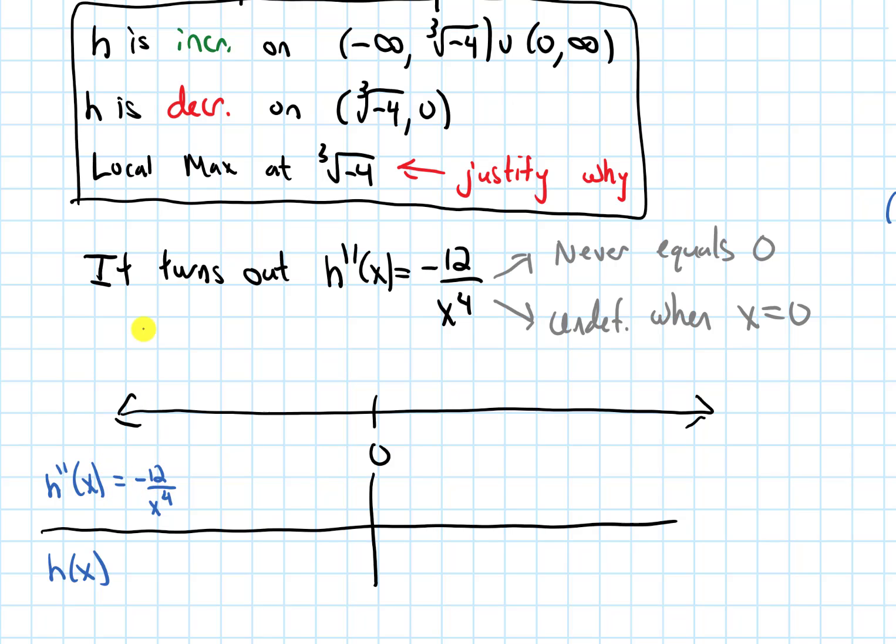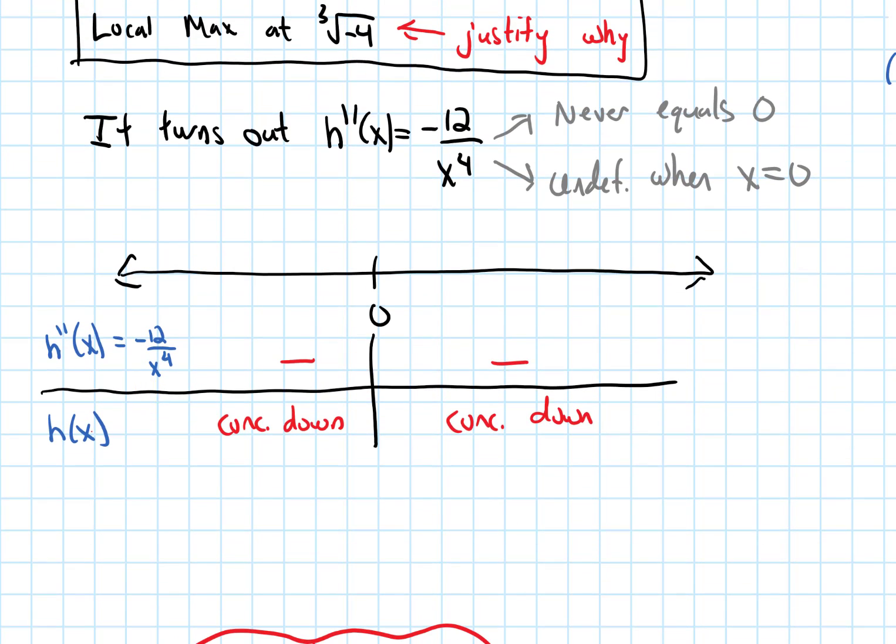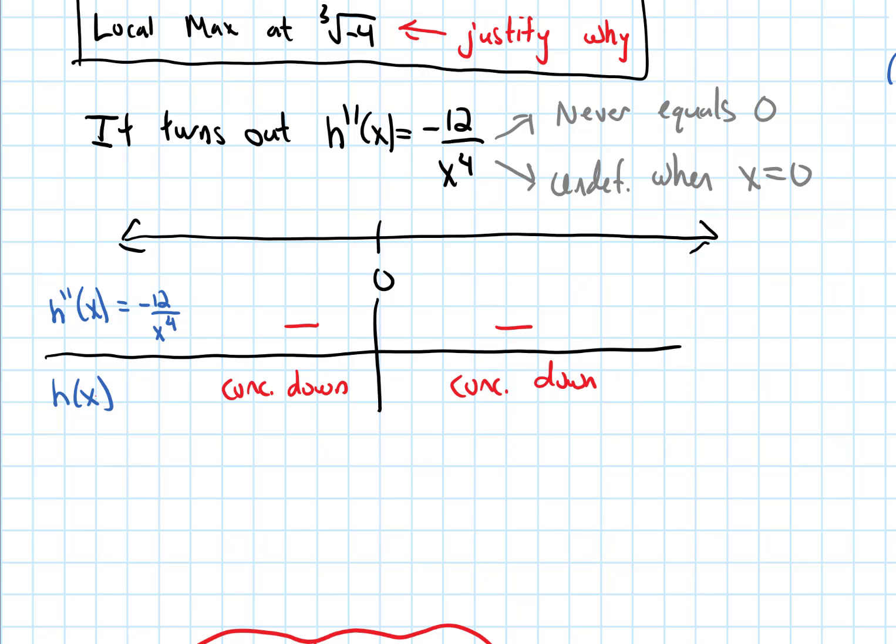Okay. But with this function, I noticed that x to the 4th will never be negative because of the even power. And then the negative 12 will make that result be negative. So it's going to be negative on both sides. And when the second derivative is negative, the original function is concave down. So it's concave down on both sides. We're ready to write down our intervals. Okay, so giving myself more room there, we could say h is concave down on the interval from negative infinity to 0.